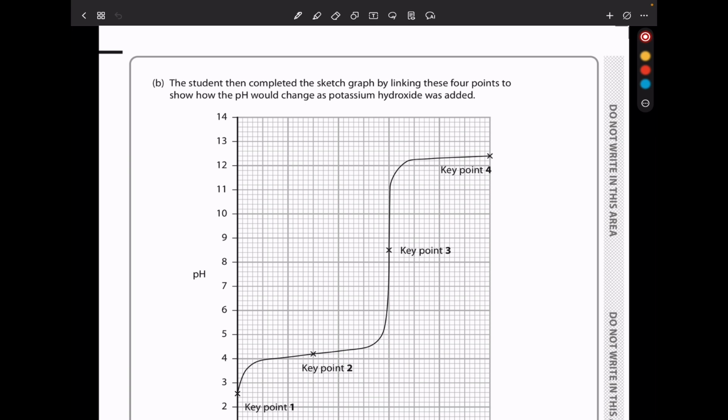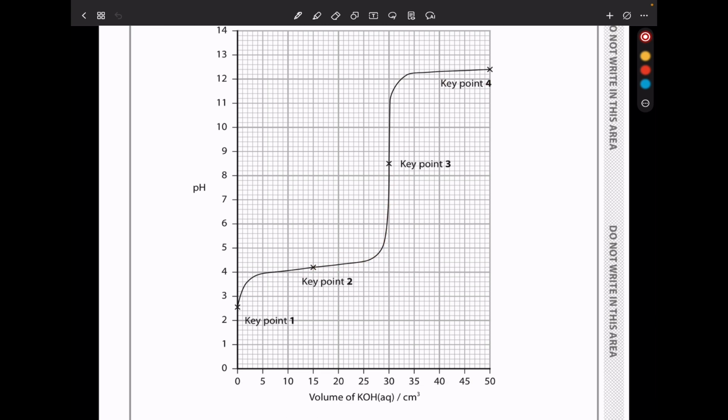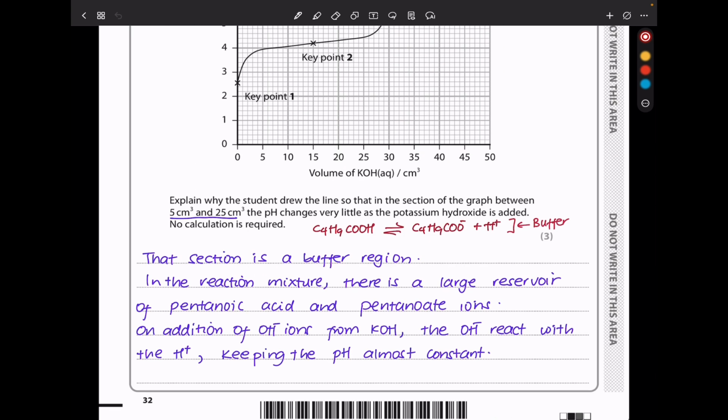And in part B, the student then completed a sketch graph by linking these 4 points to show how the pH would change as potassium hydroxide was added. So we can see that point and then it changes all the way. This explains why the student drew the line so that in the section of the graph between 5 centimeters cubed to 25 centimeters cubed, the pH changes very little as the potassium hydroxide is added.